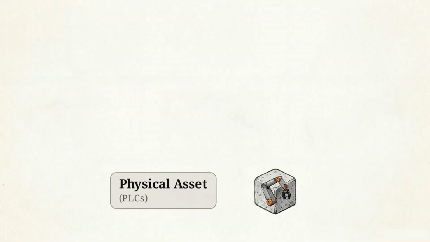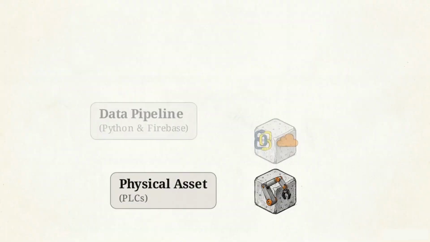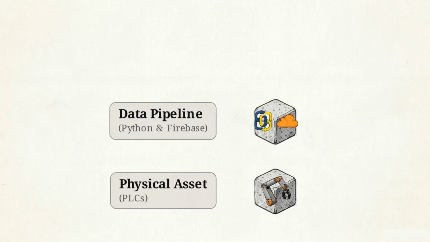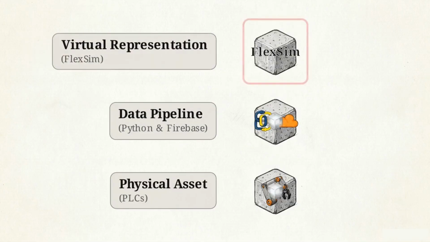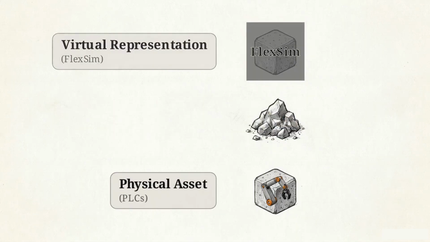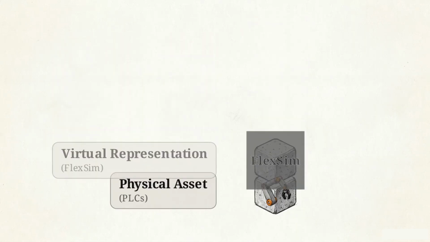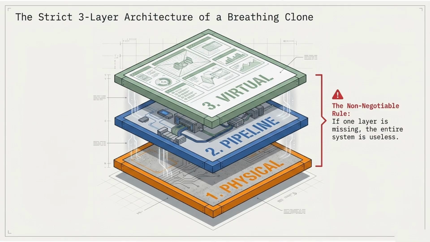Building this requires a 3-layer architecture. We will use direct PLC access for the physical layer, a Python environment and Firebase for the data pipeline, and FlexSim for the virtual representation. If any single layer of this architecture is disconnected, the system loses its ability to mirror reality. We have to start at the foundation.